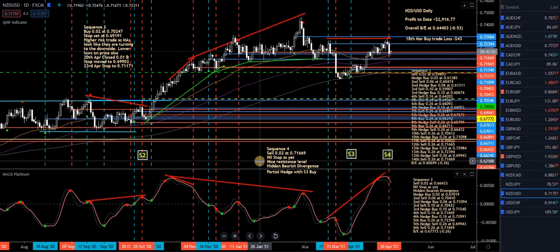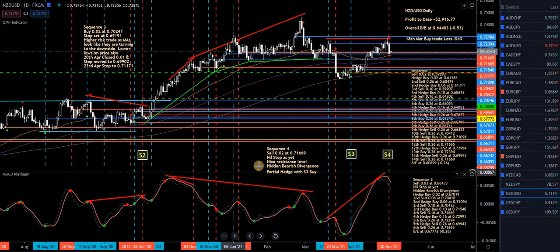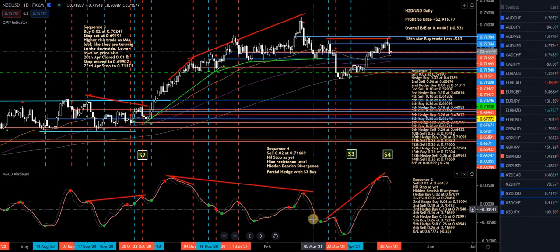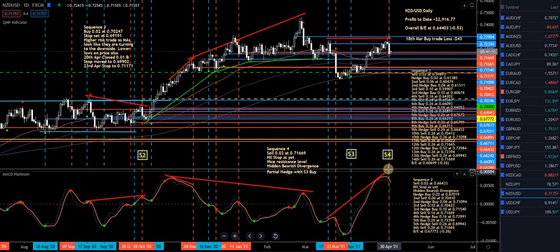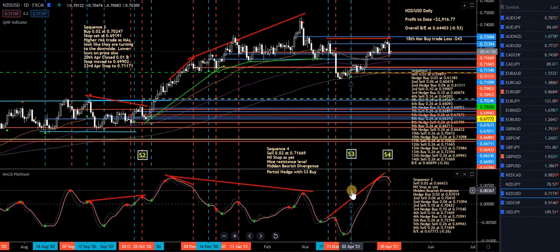It's nil stop. Nice resistance level, which is this red line, obviously. Hidden bearish divergence. Technically, you should look at the super high on the MACD Platinum and same high sort of on the price. Partial hedge with the S3 buy.